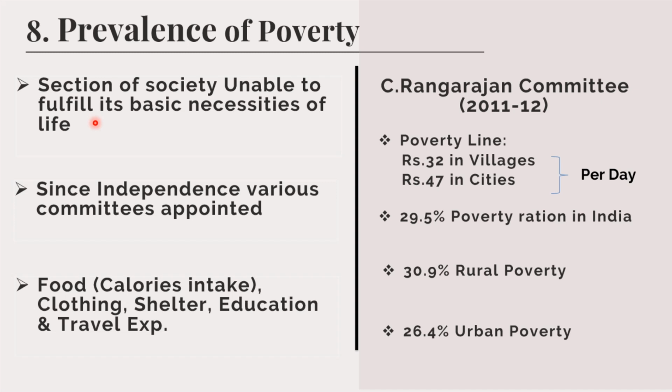27 rupees per day in a rural area are required to meet these basics, that is food, health, education, electricity and transportation, and for the urban area it requires 33 rupees per day in order to meet these basics. This is the criteria which was determined by the Suresh Tendulkar committee.